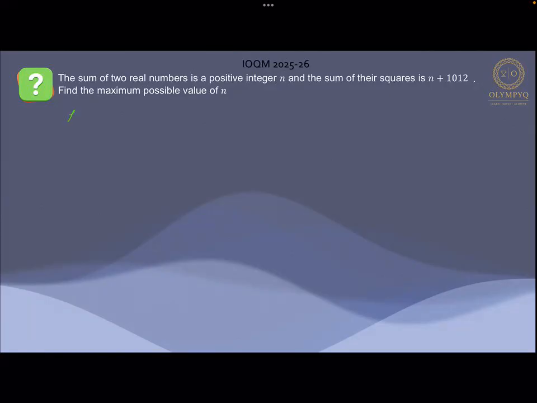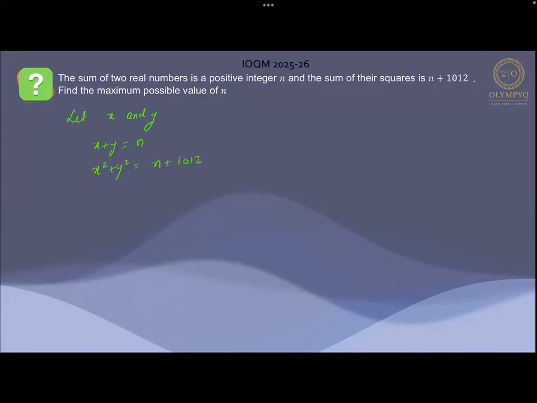So let's say the numbers are x and y. The conditions say that x plus y is equal to n, and x square plus y square is equal to n plus 1012.